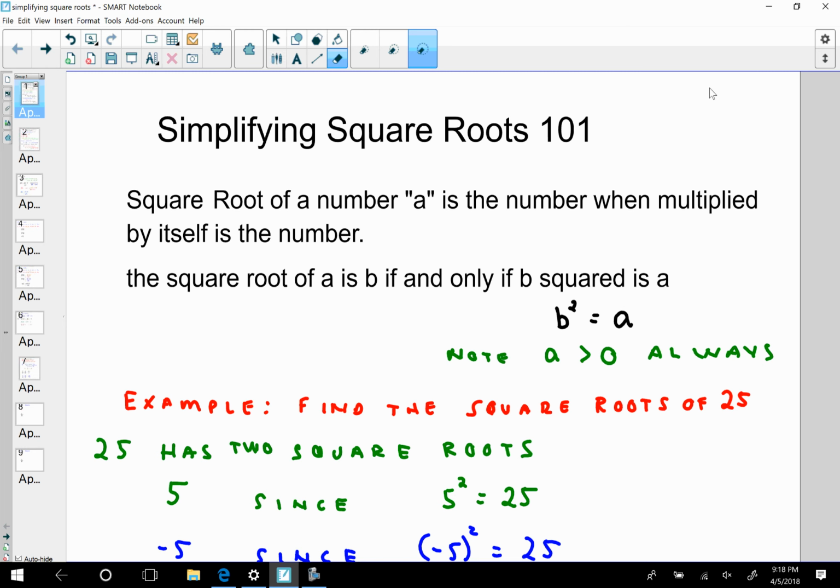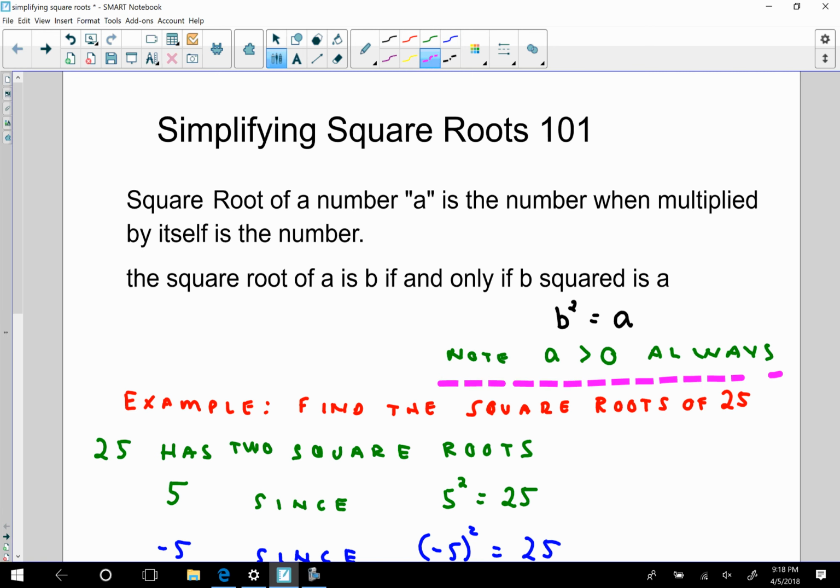A square root of a number a is the number that, when multiplied by itself, is that number. The square root of a is b if and only if b squared is a. And what we want to note here is b squared is always positive. Therefore, a will always be positive.